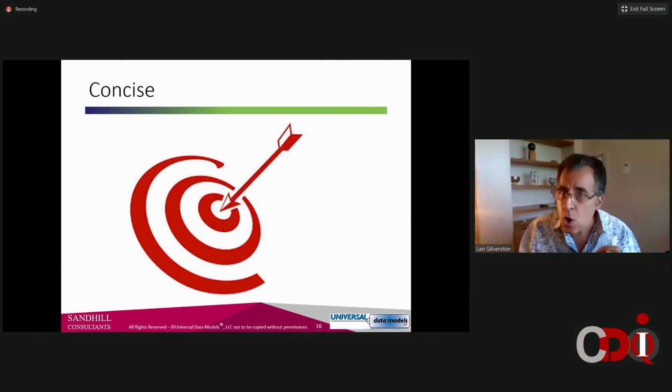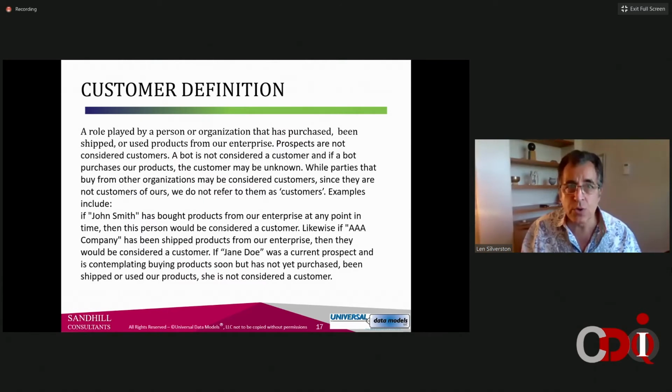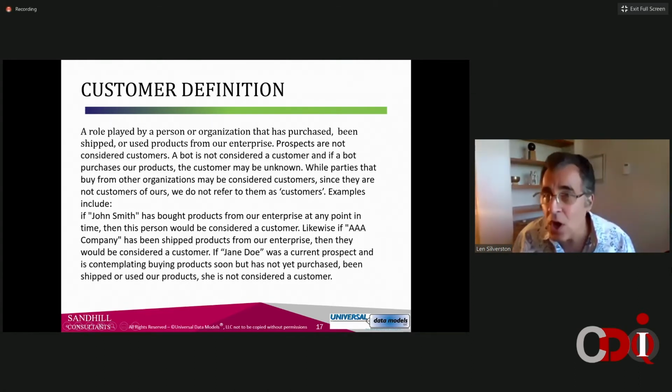And then once we see the essence, we want to be concise with it. If I show you a definition like this of customer, a role played by a person or organization that's purchased, been shipped, or used. Prospects are not considered customers. A bot is not considered a customer. And if a bot purchases our product, the customer may be unknown. This is all useful information, but it's not the definition.